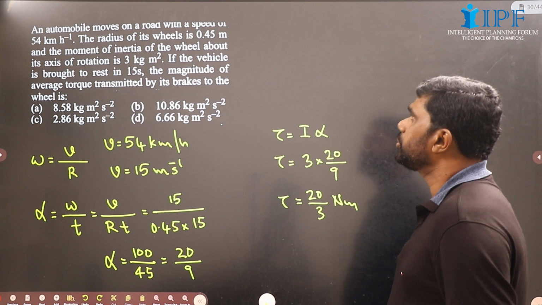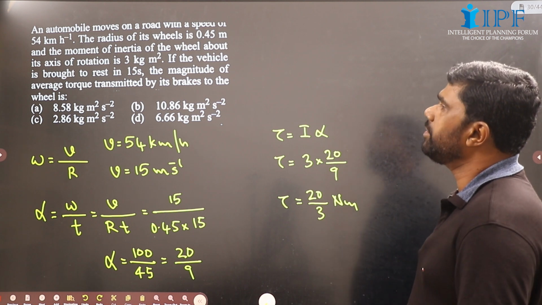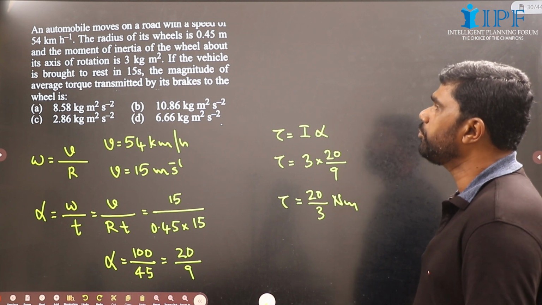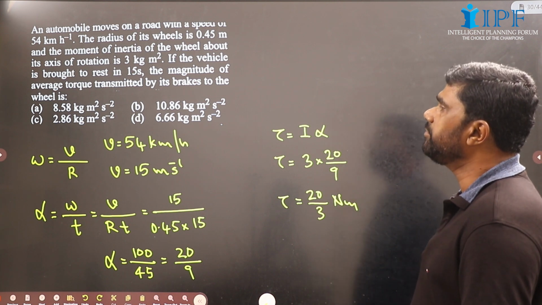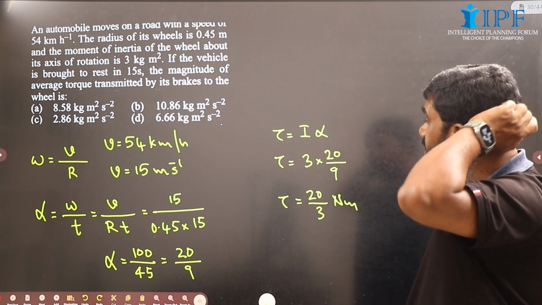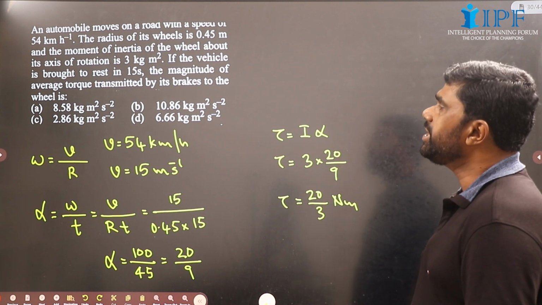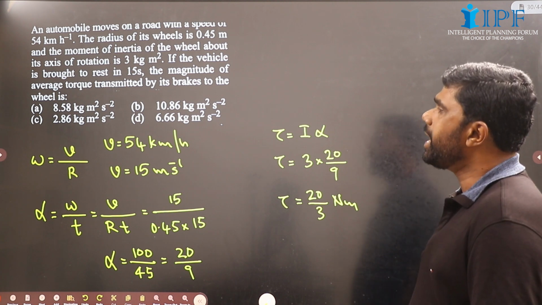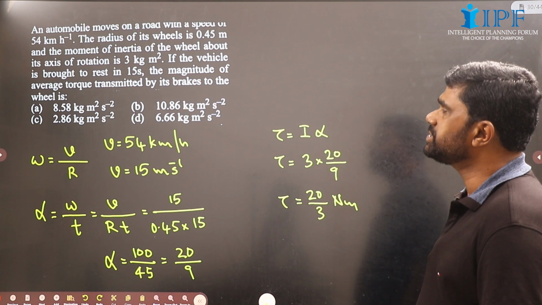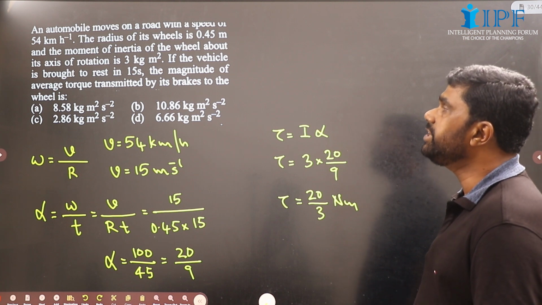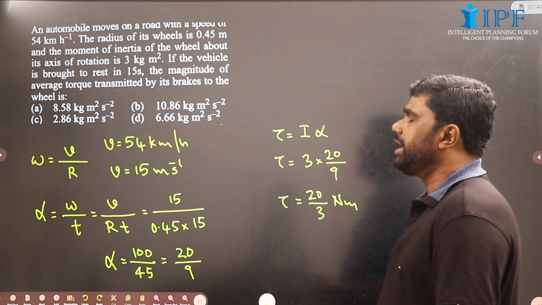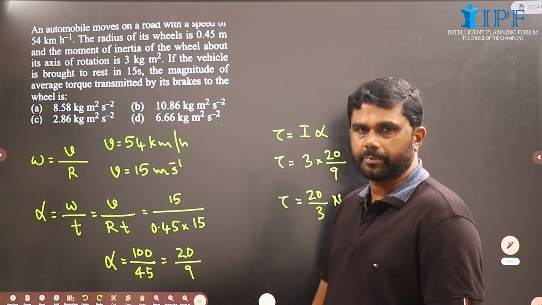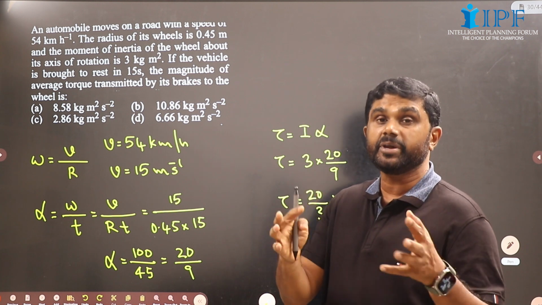An automobile moves on a road with a speed of 54 km per hour. The radius of its wheel is 0.45 meter and the moment of inertia of the wheel about its axis of rotation is 3 kg meter square. If the vehicle is brought to rest in 15 seconds, the magnitude of average torque transmitted by its brakes to the wheel is. Now let us see, the initial velocity V is 54 km per hour, and it is equivalent to 15 meter per second.